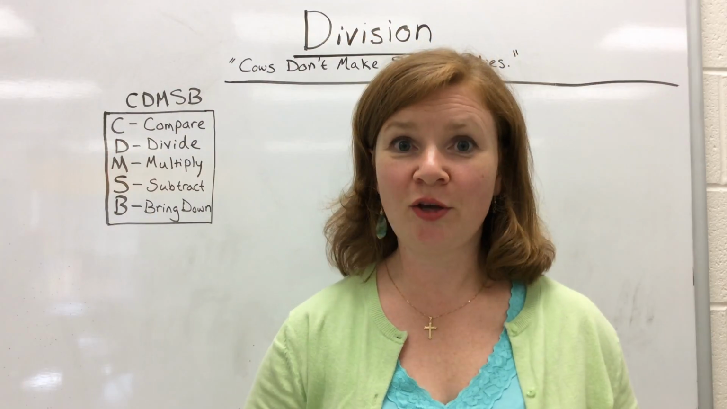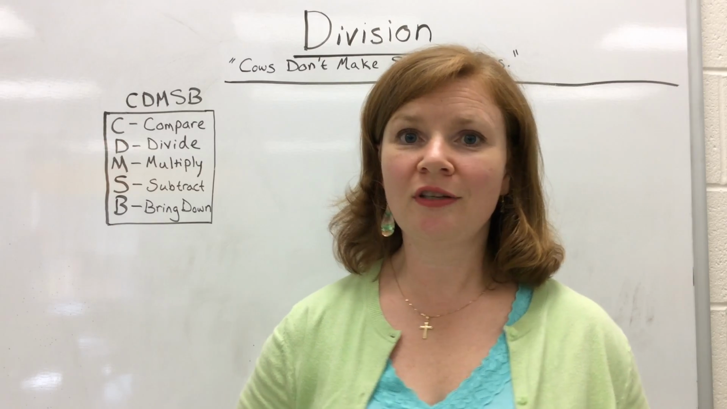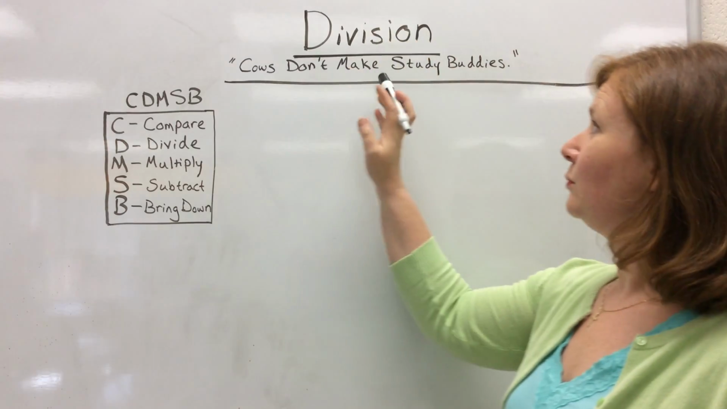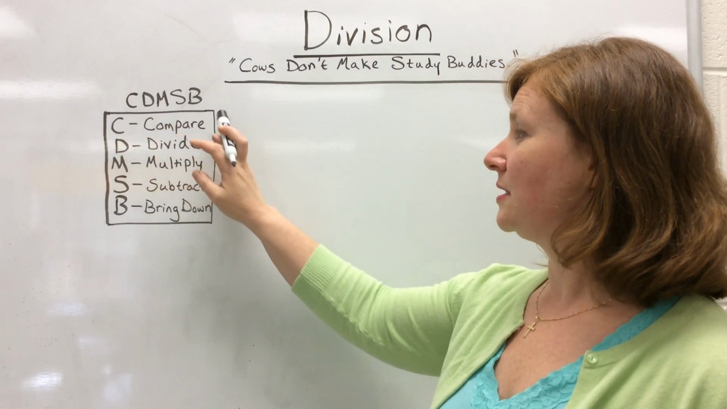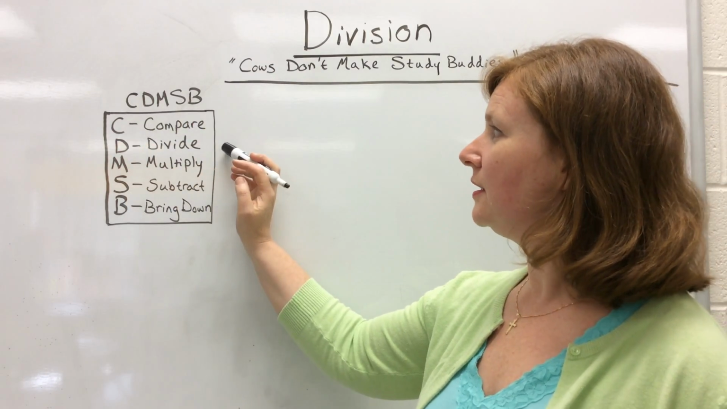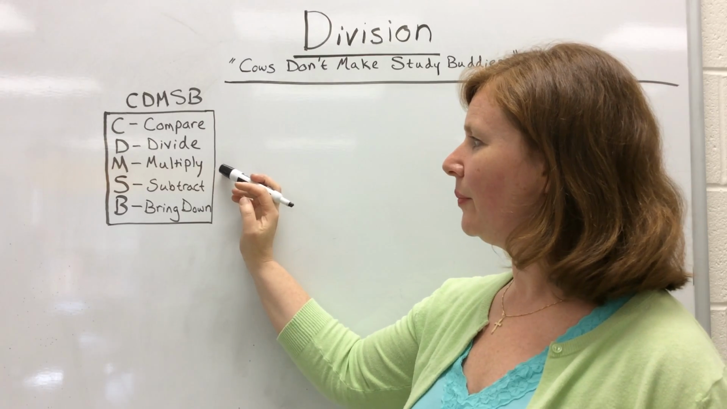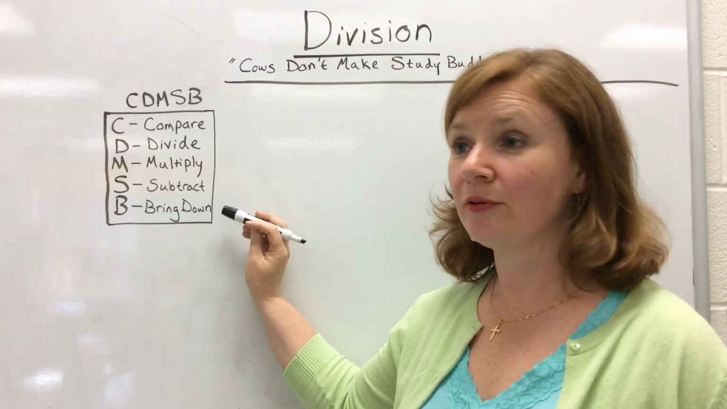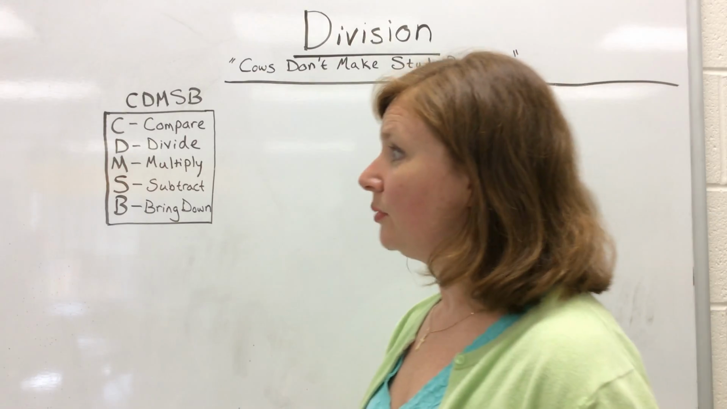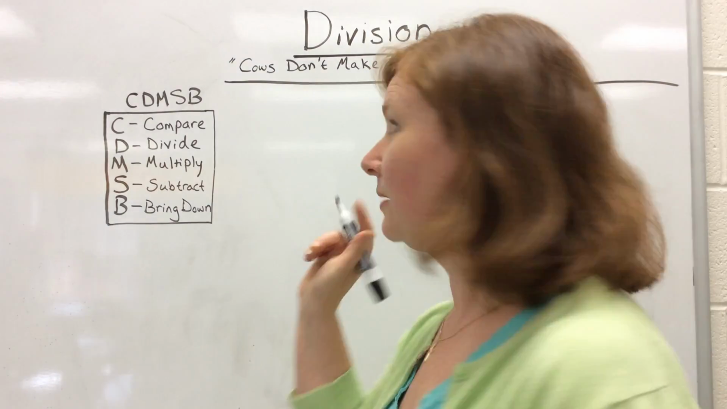Today on Learning with Lisa, we'll do long division using the mnemonic Cows Don't Make Study Buddies, which stands for CDMSB: C compare, D divide, M multiply, S subtract, and B bring down. Our first problem will be 532 divided by 2.